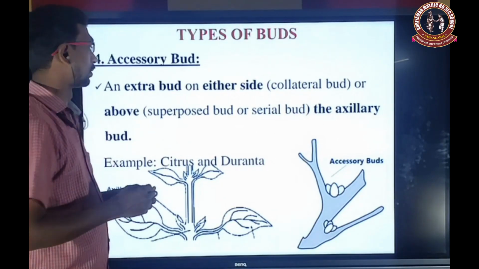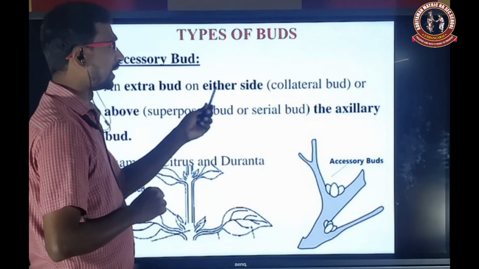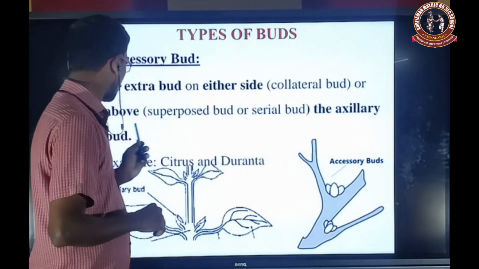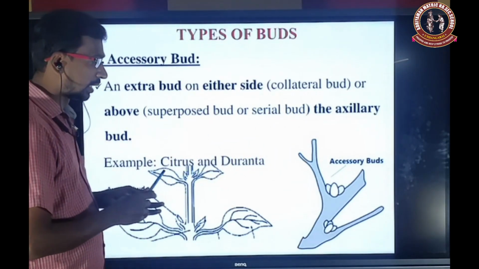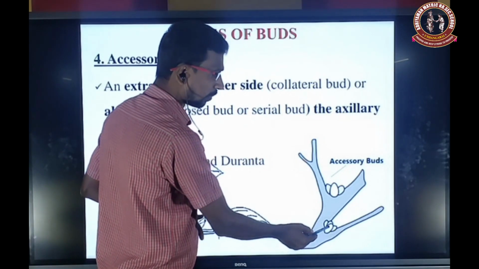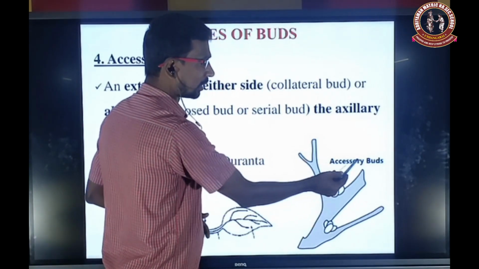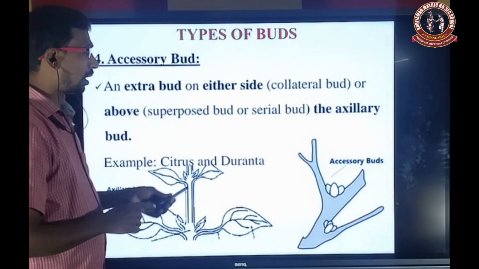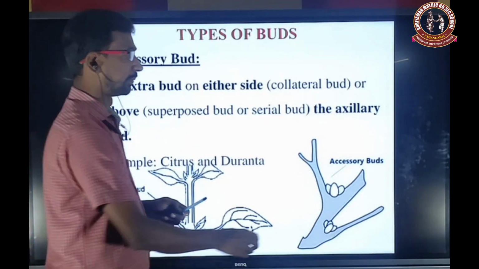Accessory bud. So extra bud on either side or above the axillary bud. So it's an axillary bud, and above the axillary bud, the accessory bud is formed. Example: citrus and Duranta.